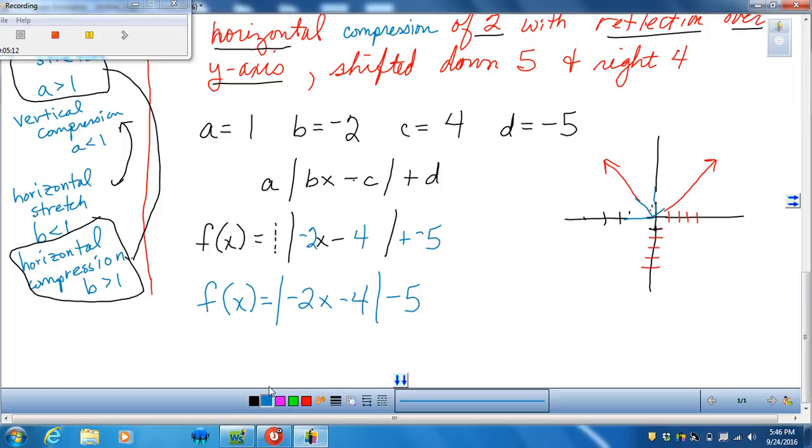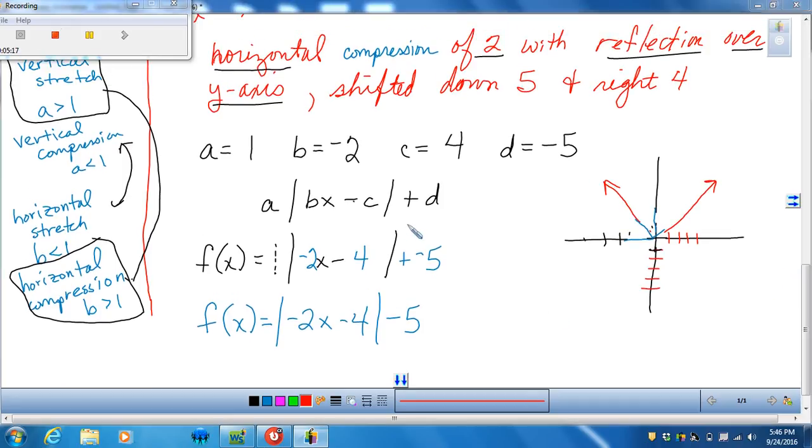So now if I graph this, this is where you have to kind of be aware of what's going on. My vertex of this appears to be at 4, negative 5. So when I go over 4 and down 5, it would be here. But the b value being negative 2 tells me that I have to have a reflection over the y-axis. So that means that this point right here is actually going to end up on the other side of the y-axis. So it's going to be reflected over here.